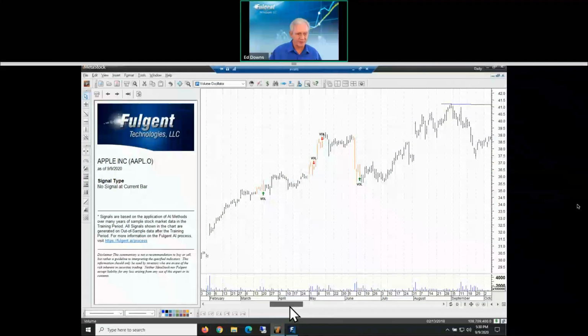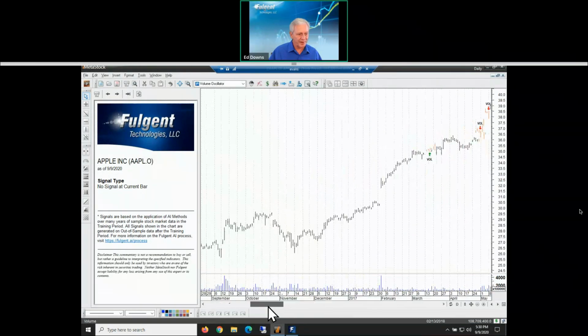And let's see, look to the left here. And let's see, those were not very big. They move a very small amount after the volume climax.